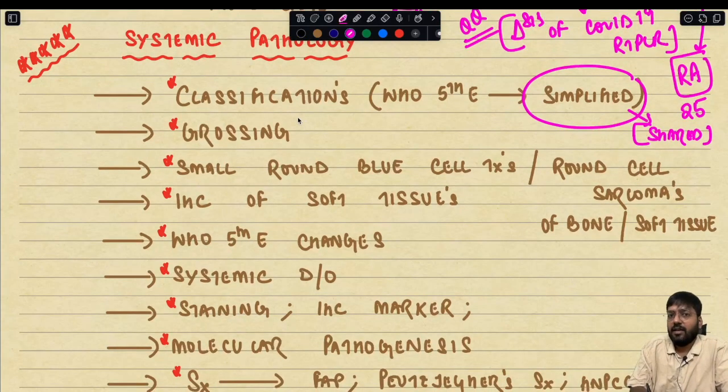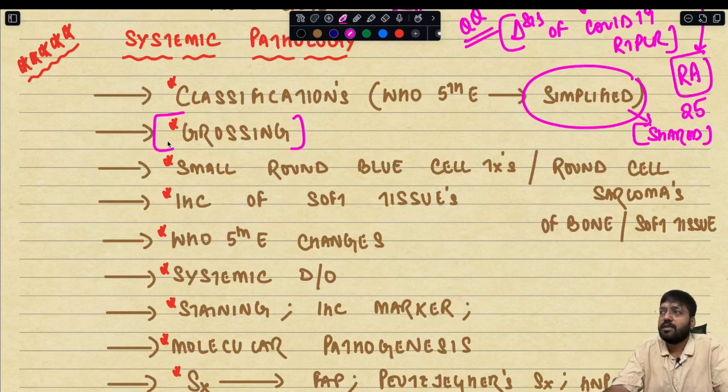Then grossing is very commonly asked: grossing of the breast, grossing of the ovary, grossing of the colon, grossing of the prostate, grossing of the penis, or grossing of the testis. You have to write down the steps. This is again a direct question. So some of the other grossing will be there.